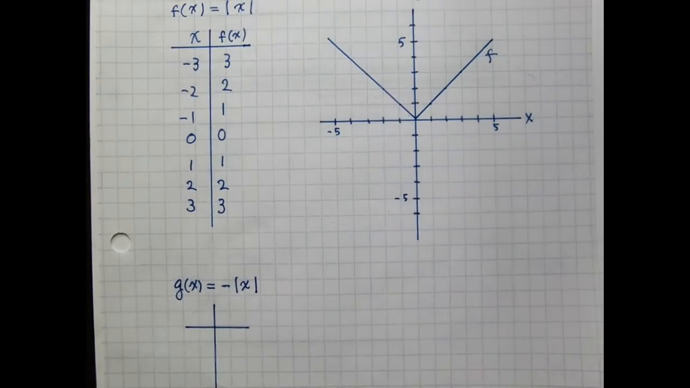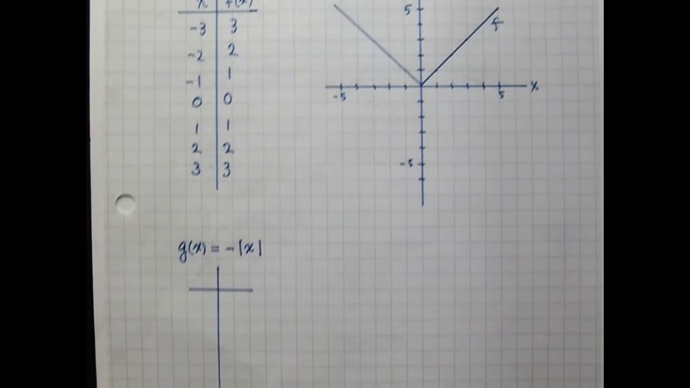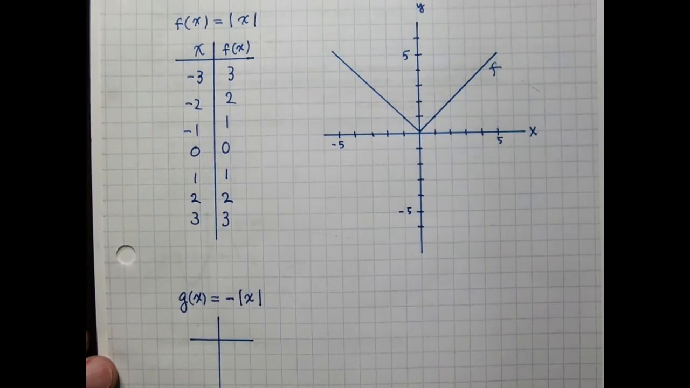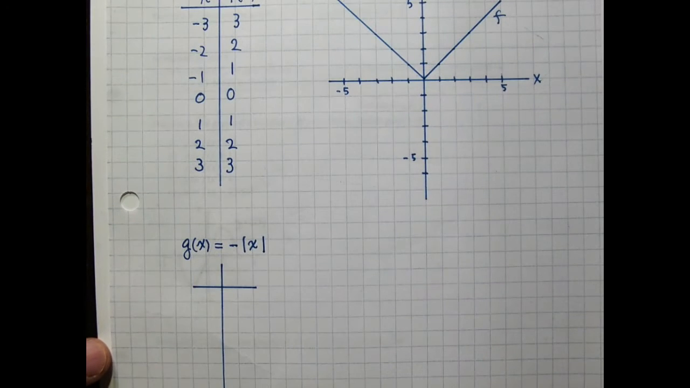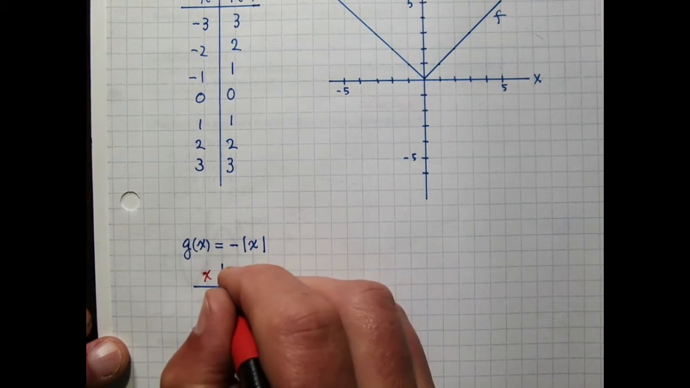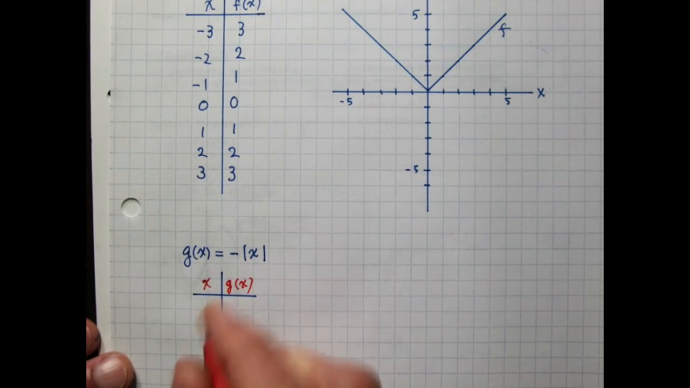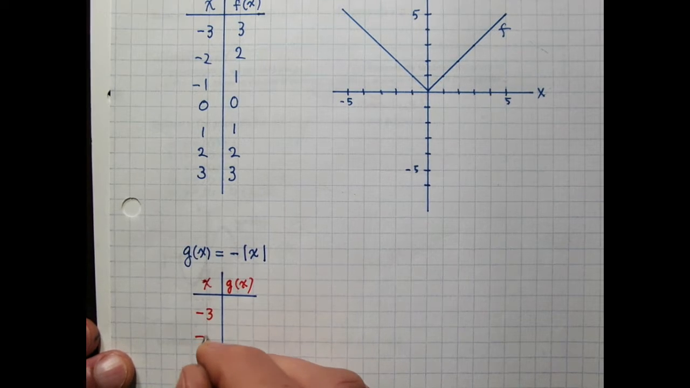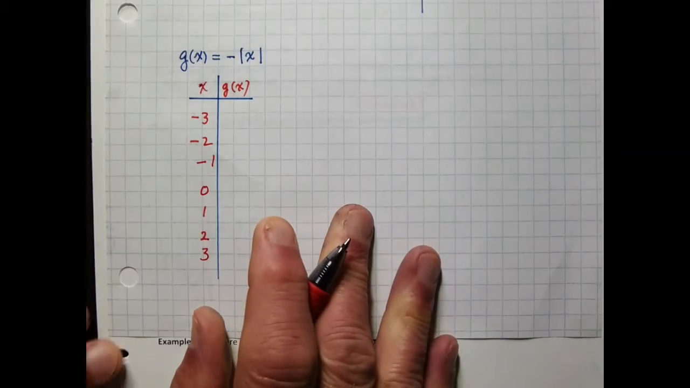One is our old friend, the absolute value function, and the other is just a slight variation on absolute value. It's g, it's the minus of the absolute value function. And let's just compute some values. I'm going to use the same values of x that I used in my table for f. So let's move these up.